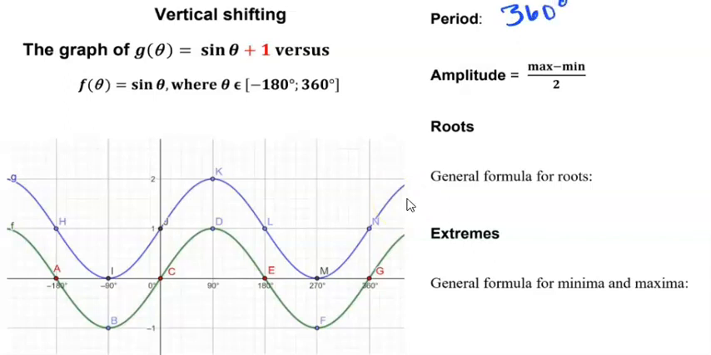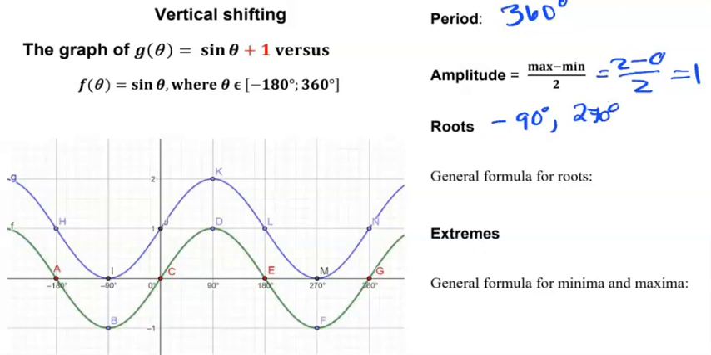The maximum minus the minimum, divided by 2, gives the amplitude. In this case our maximum is now 2, our minimum is 0, divided by 2, that gives me still an amplitude of 1. And the roots, that completely changed, because at this stage it just touched the horizontal axis at I and M. So we just have 2 roots at I and at M, and the one is minus 90 and the other one is 270 degrees.